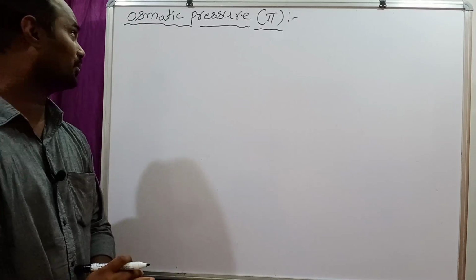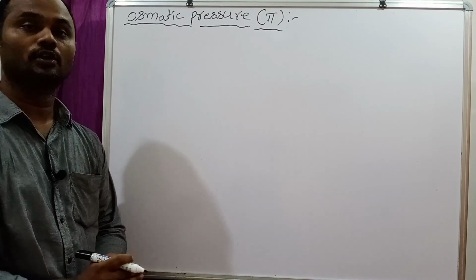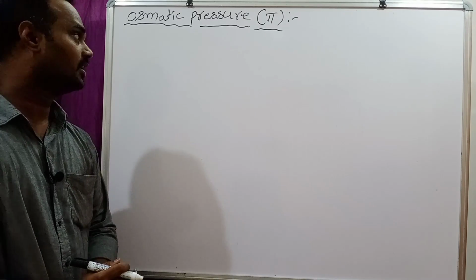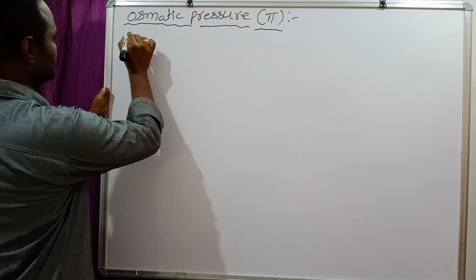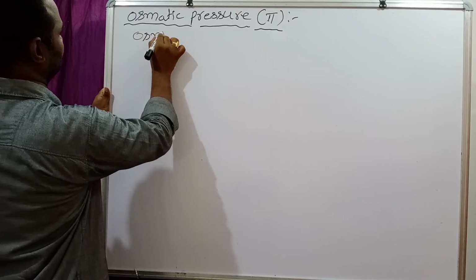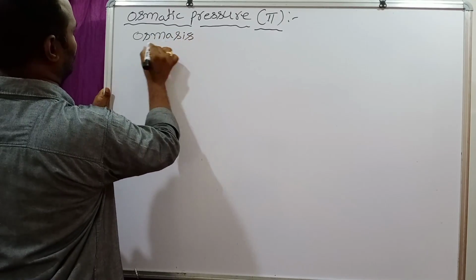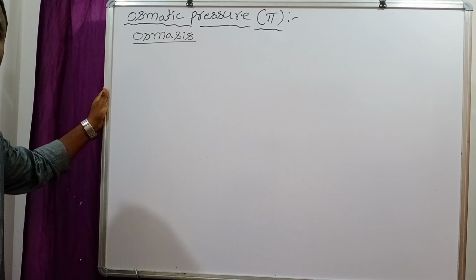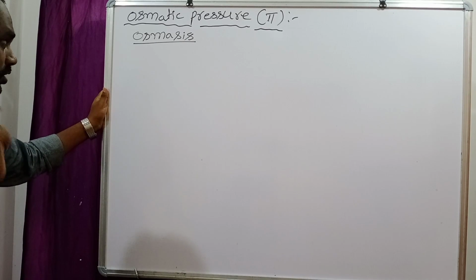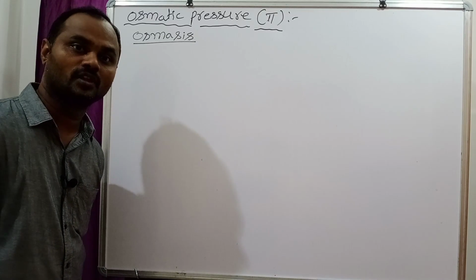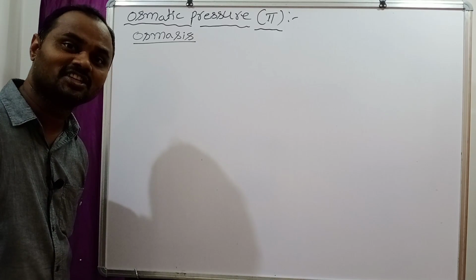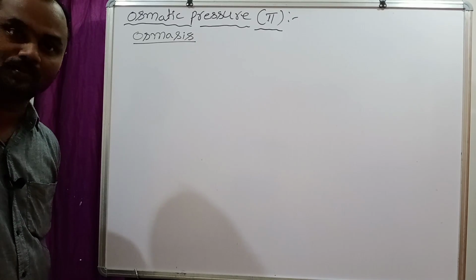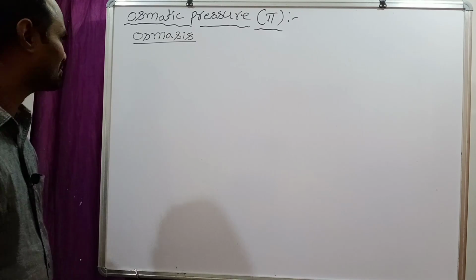In this session we are going to discuss the fourth colligative property, that is osmotic pressure. Here, first you see what is osmosis. Osmosis is the phenomenon in which solvent molecules flow from low concentration region to high concentration region through a semi-permeable membrane.